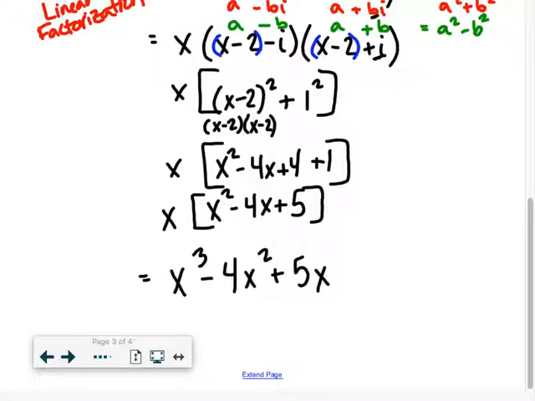Questions, concerns? Yes. That you're looking for, if you're factoring something, you're looking for things that multiply to make your last term, that add or subtract to make your middle term. Any other questions?